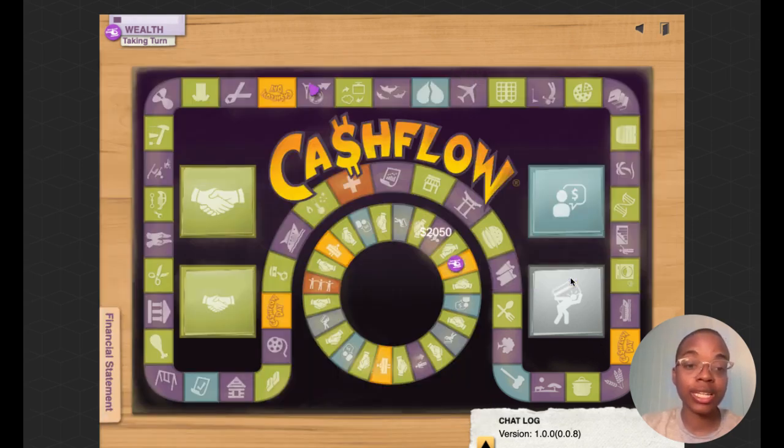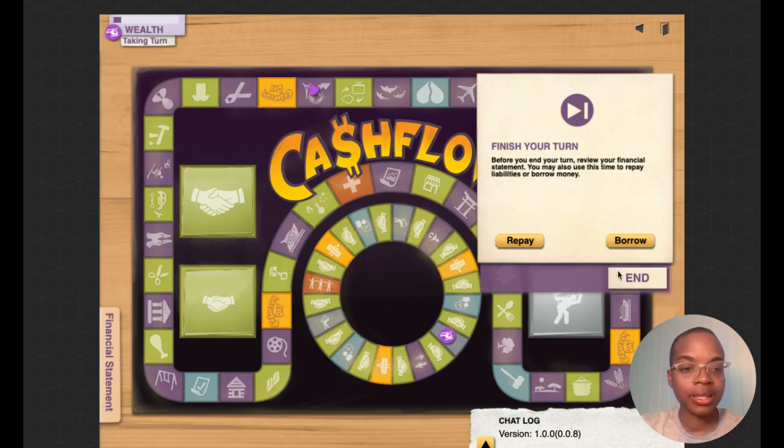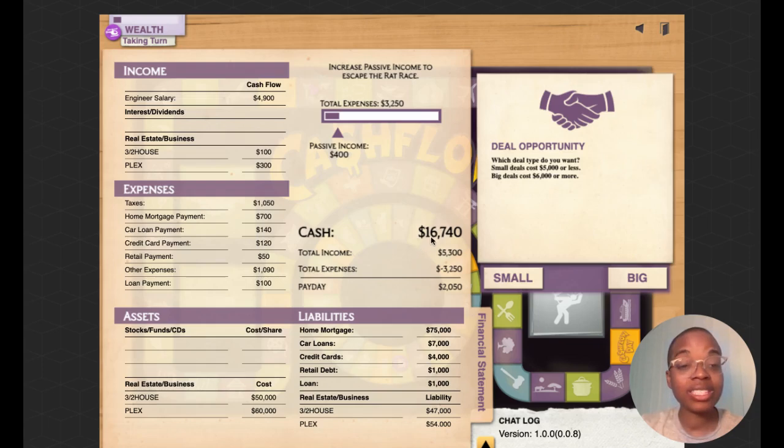And I'm going to do 2 dice again. Just got payday. I'm going to do my last 2 dice right here. I just repainted my house. Hey, got to keep it looking nice on the outside, keep the property value up. Now I'm going to roll, and I have $16,740 in cash. I'm looking at a big opportunity.